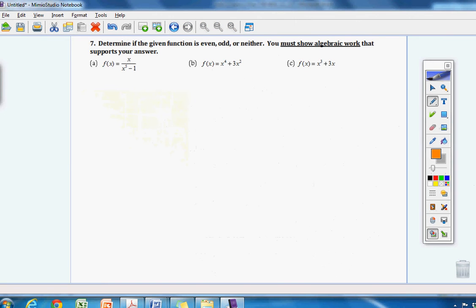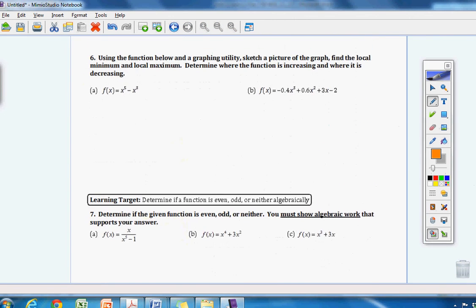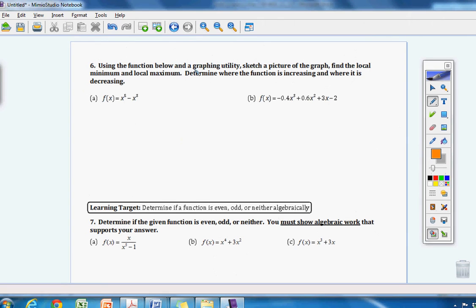All right, so going up to number 6, you have to use a calculator. Make sure you're using a calculator, sketch a picture, find the local max and min, and then increasing, decreasing. I'm going to sketch a picture. I don't have the Inspire hooked up right now, but I'll try to go through my steps.